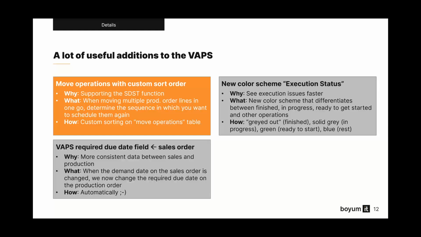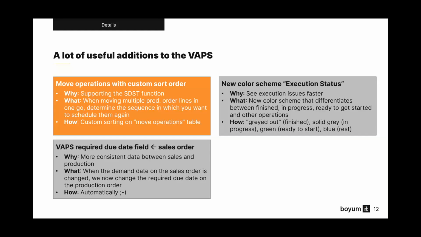And then we have, in the VAPS, the production order header. With the very first release of the VAPS, we enhanced the production order header with a field that we call the required due date field. This is a field where we want to give you full control. And we use this required due date also in the VAPS to visualize if the production order is late or not.